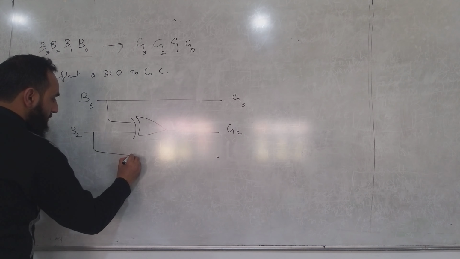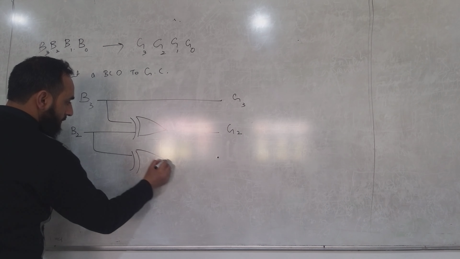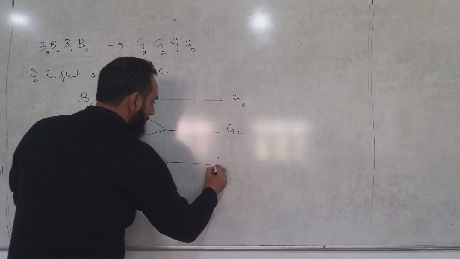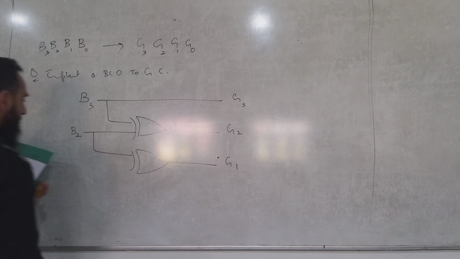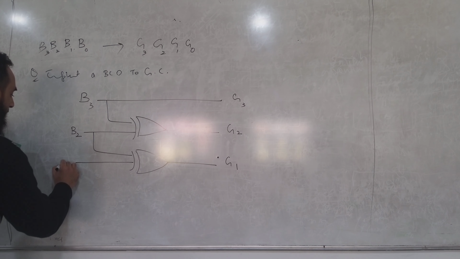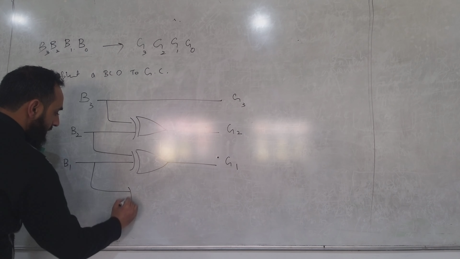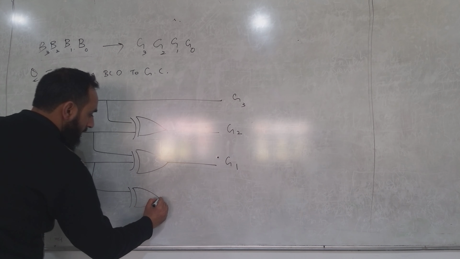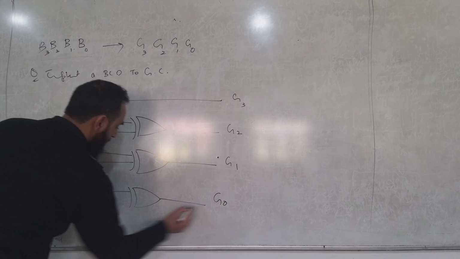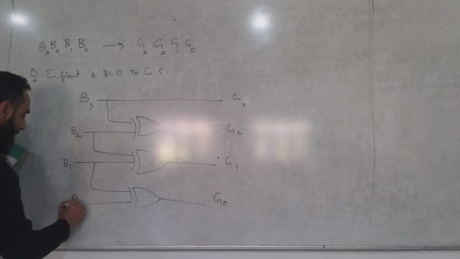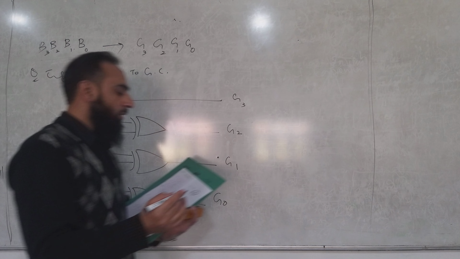Likewise, I can use this B2 and I can get G1. Then I have B1. And I will use this B1 to generate G0 along with B0. Okay? This is a simple code converter.